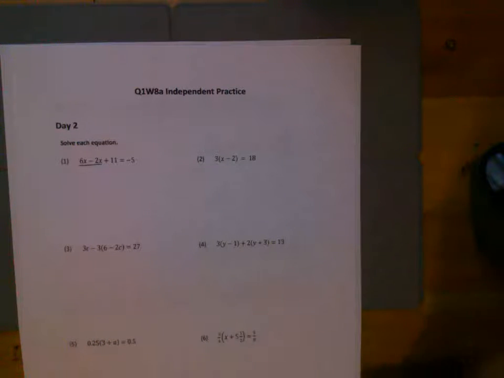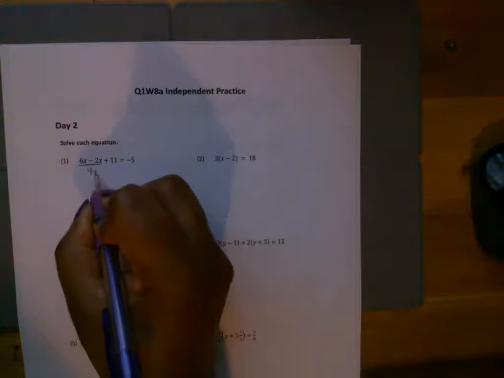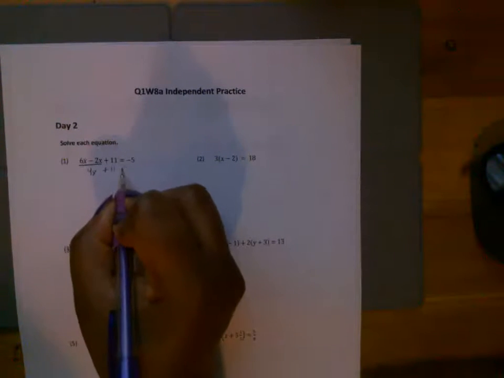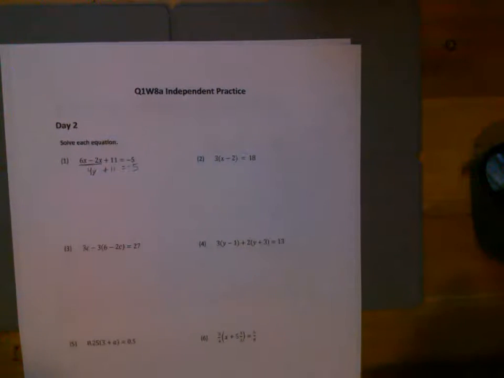So let's look at this side first. We can combine these terms on this side. So here you're going to combine like terms. So that's 6x minus 2x. That gives me 4x, okay? Then we got plus 11 is equal to negative 5.